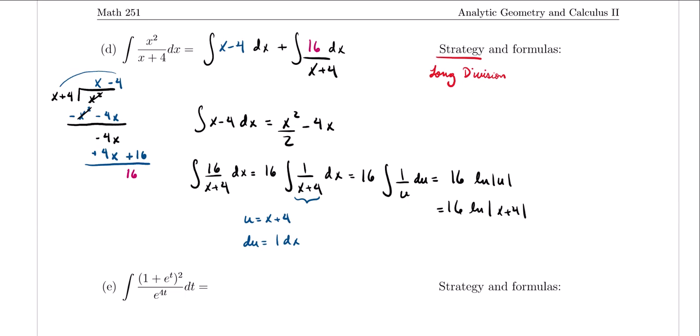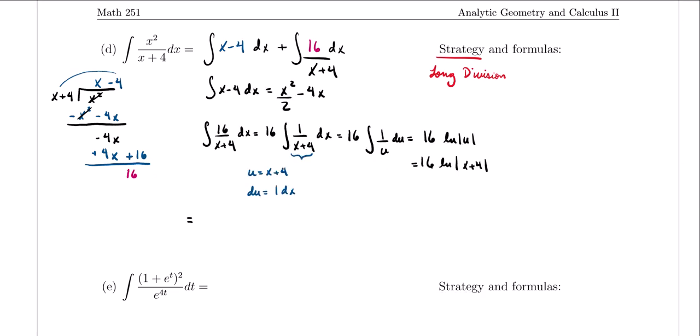Alright, now that we've done both integrals, we can put everything together. Our final answer is going to be x squared over 2 minus 4x plus 16 times the ln of the absolute value of x plus 4 plus c.